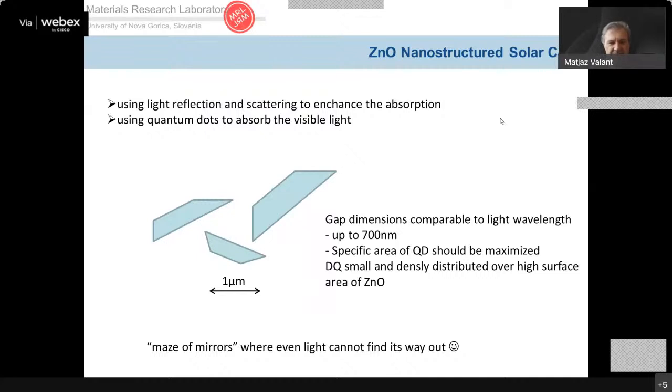So for that reason, we can be smart and say, well, okay, let's create nanostructures that will capture this light in a kind of maze and won't let even reflected light out. And even when we get a recombination and photons are emitted, the structure can then reabsorb even these emitted photons. So that was the idea behind the story I will tell you now.